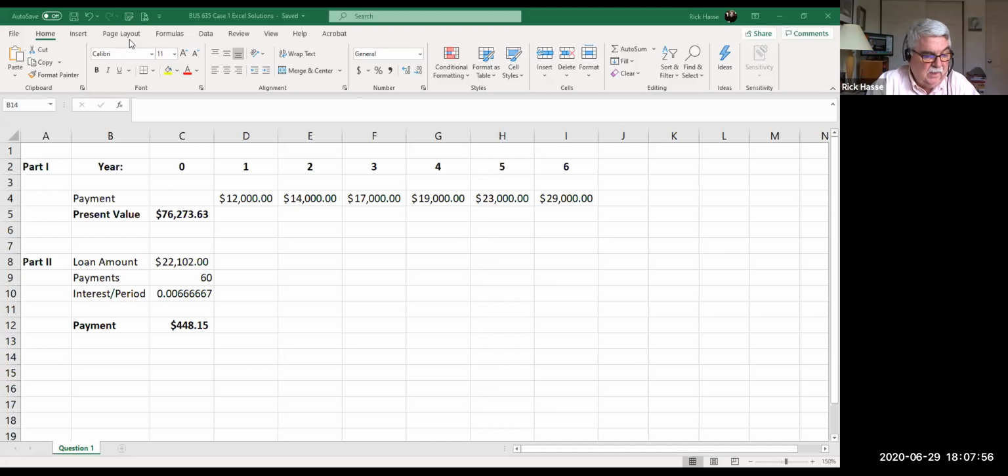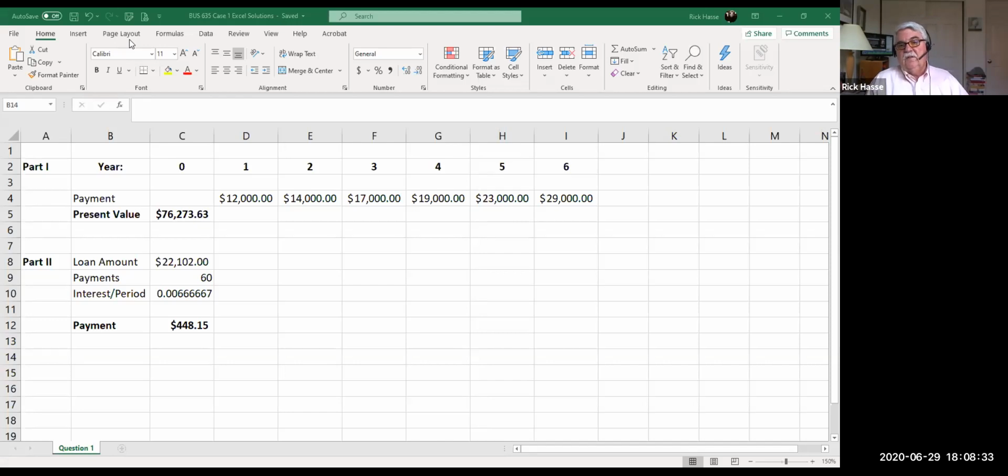In the case of part 1, we are given a series of investment returns for a particular asset or an investment: $12,000, $14,000, $17,000, $19,000, $23,000 and $29,000 as return off an investment in an asset. Well, our job on this problem was to determine what is the present value of those funds being received in the future with a discount rate of 11%. And the discount rate is the subject of our discussion this evening.